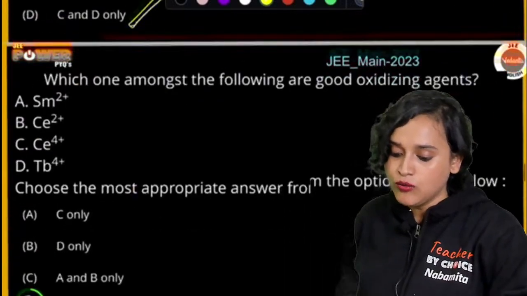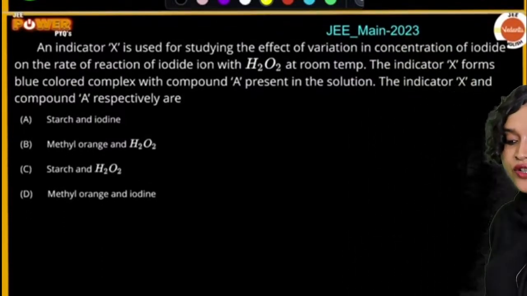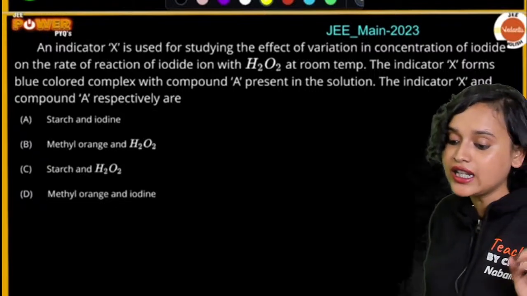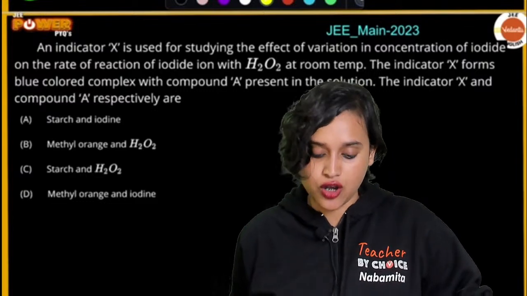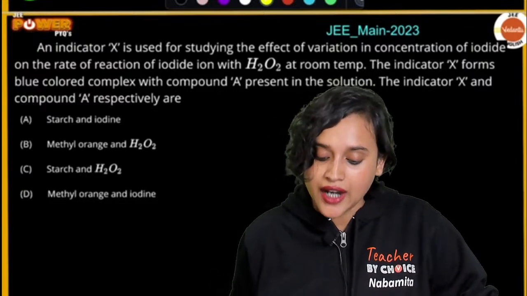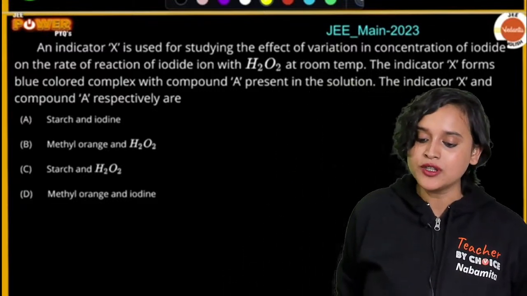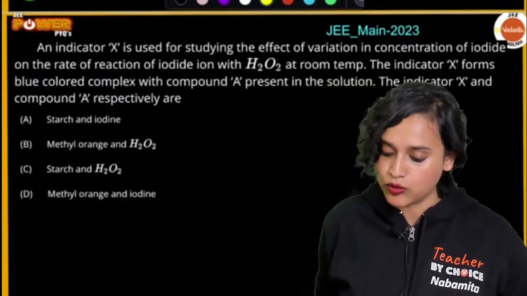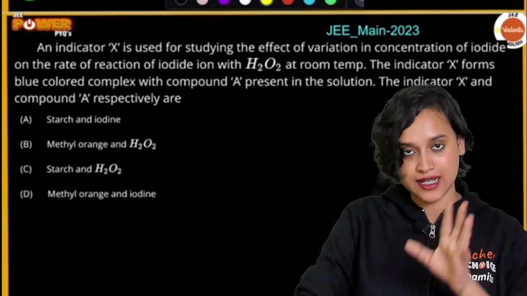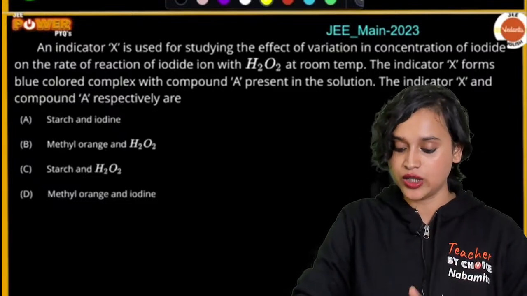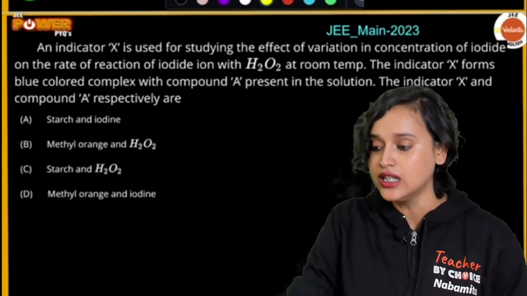Alright, chalo. Moving on, guys, next question. An indicator X is used for studying the effect of variation in concentration of iodide on the rate of reaction of iodide ion with hydrogen peroxide at room temperature. The indicator X forms blue colored complex with compound A present in the solution. The indicator X and compound A respectively are starch and iodine, methyl orange and hydrogen peroxide, starch and H2O2, or methyl orange and iodine?